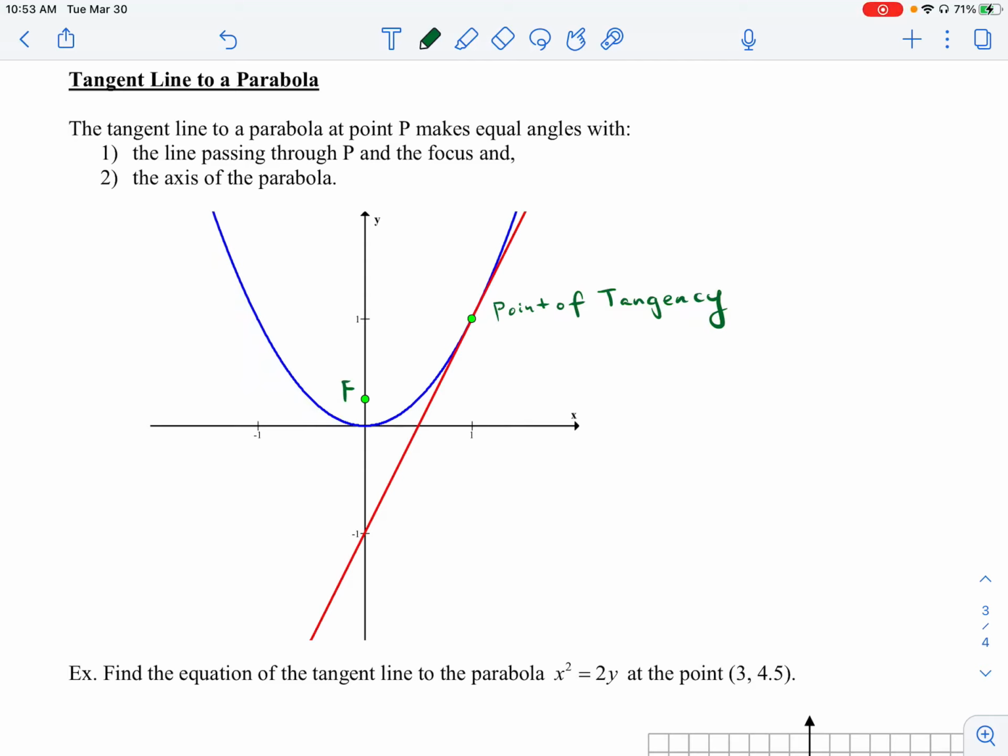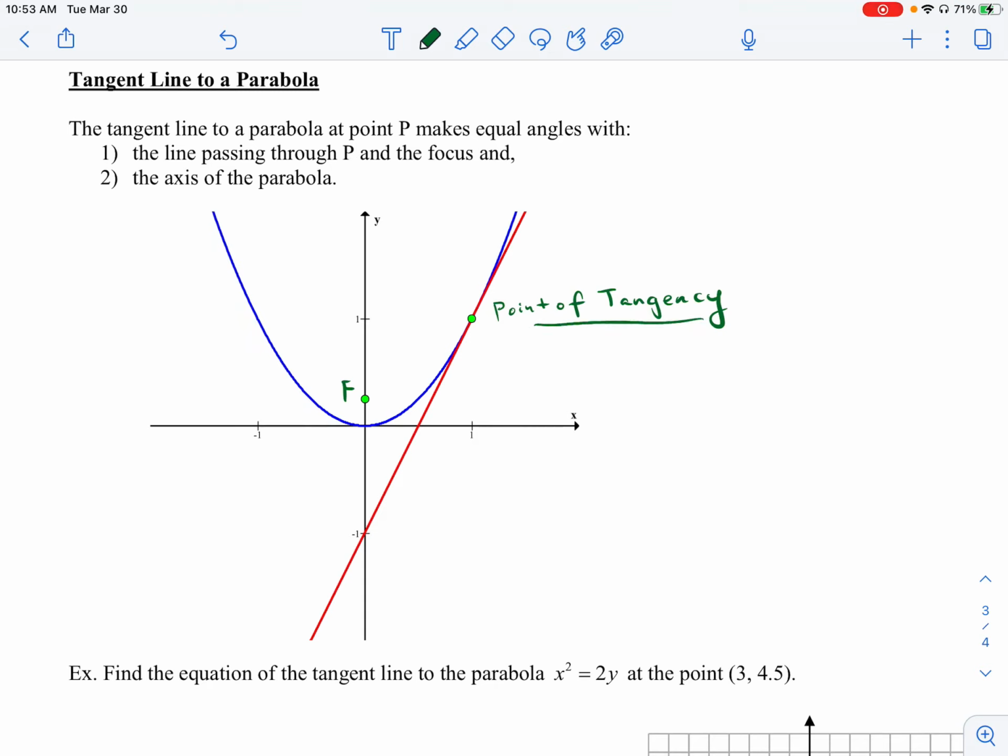All right, so the final type of problem I want to discuss with parabolas is how to write the equation of a tangent line to a parabola. So remember, the tangent line is a line that crosses or touches an object or a graph at a single point, which we call the point of tangency.